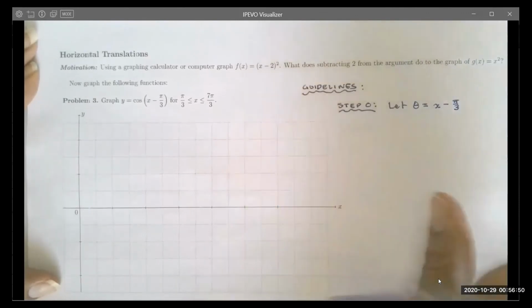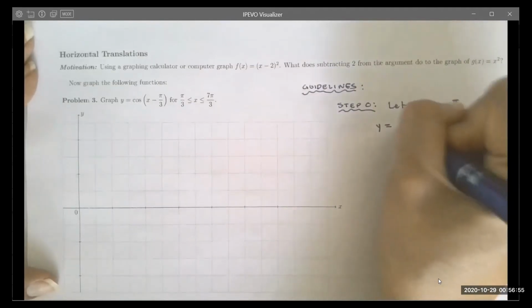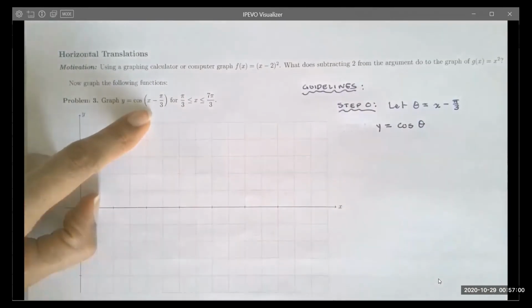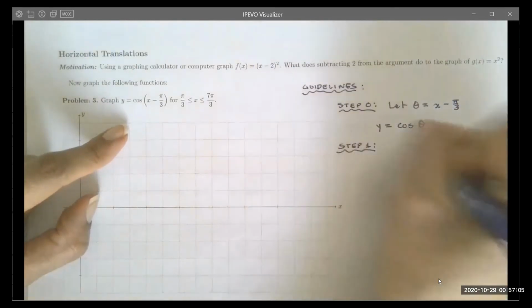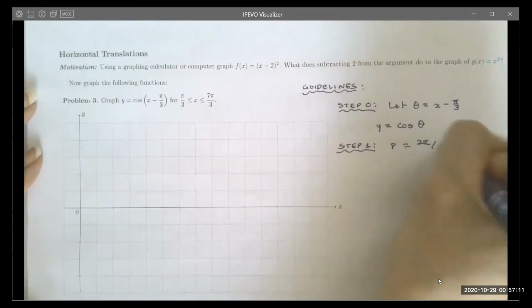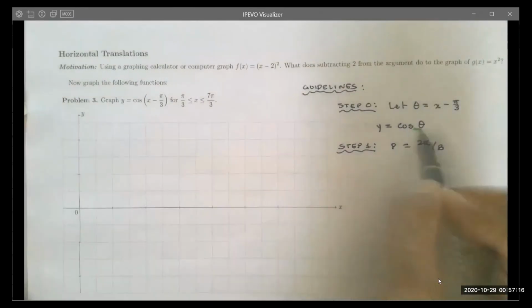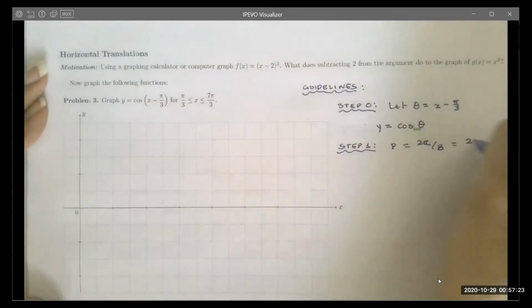Once we've let theta be x minus pi over 3, the equation that we're looking at is cosine of theta, because we've made that substitution. So it looks a lot simpler. If we look for the period, it's going to be 2 pi over b. B in this case is simply 1, right? There is no coefficient other than an invisible 1. So we have 2 pi over 1, which gives us 2 pi.